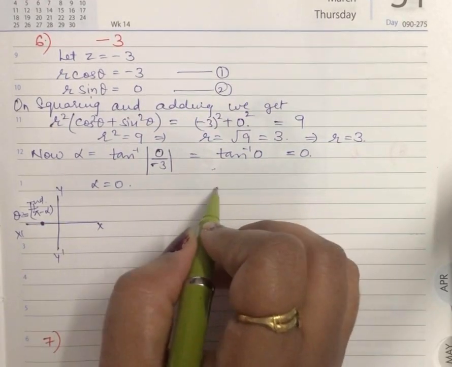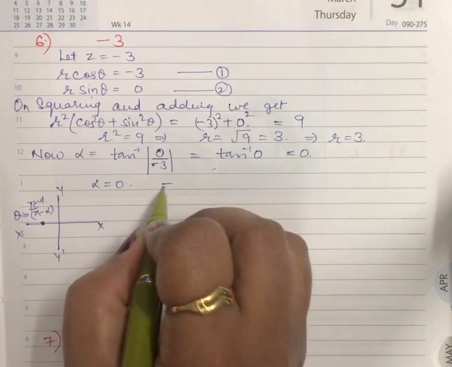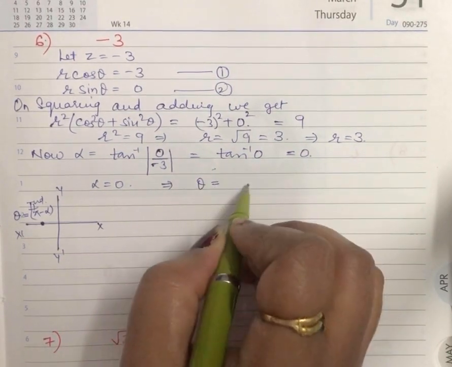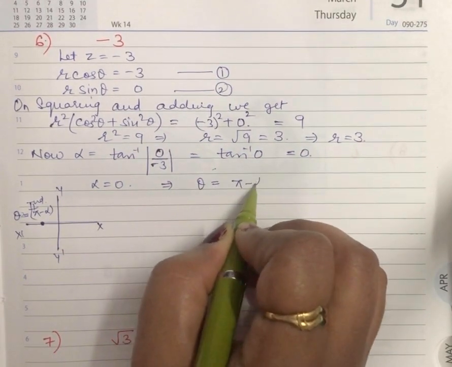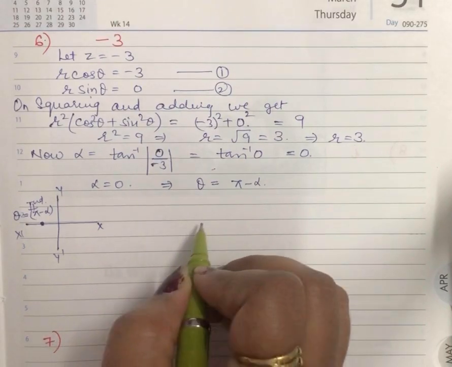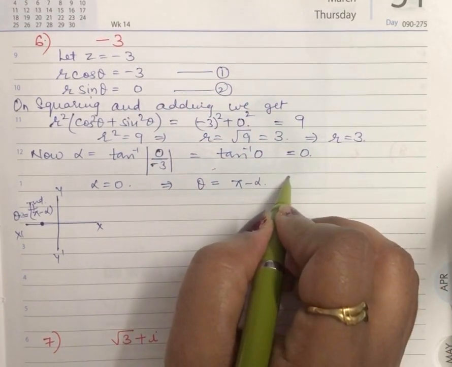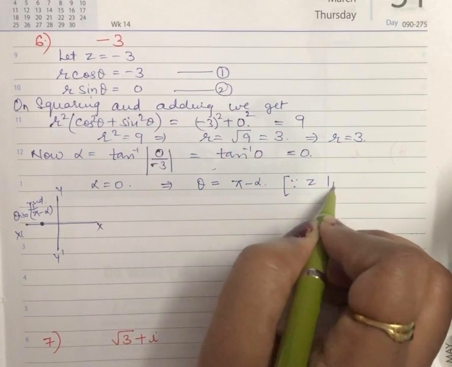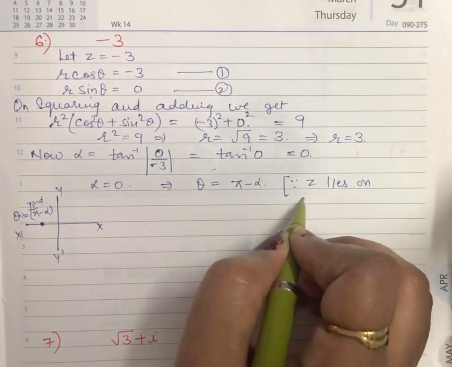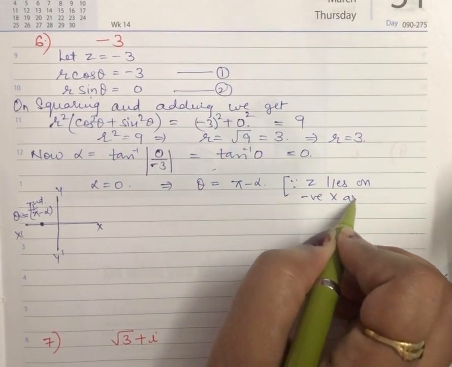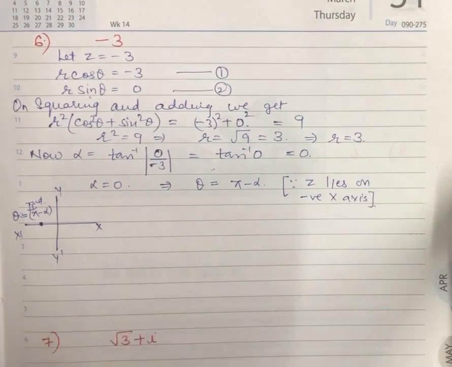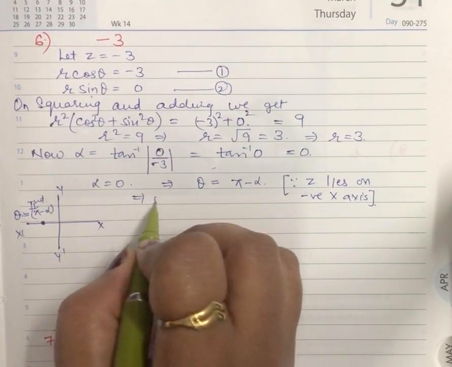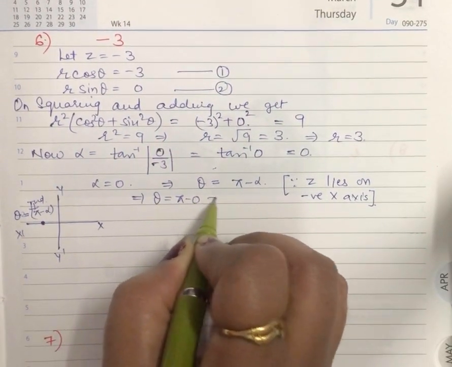So alpha is equal to 0. This implies theta is pi minus alpha, because z lies on the negative x-axis. So theta becomes pi minus 0, that is pi.